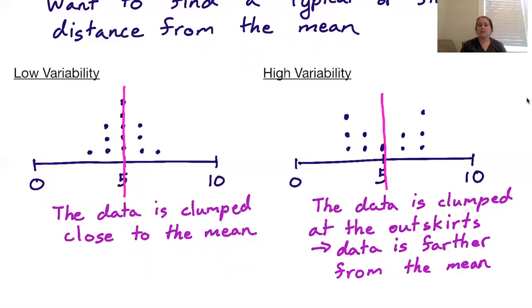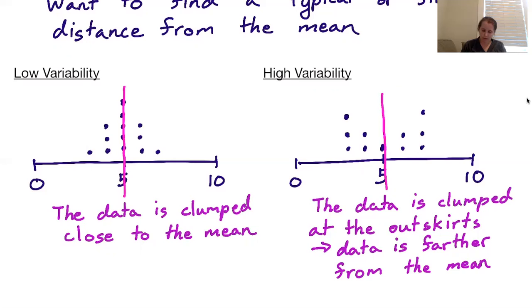But our typical distance here, right, we have a lot of dots that are 2 away from the mean. All those dots at 3 and all of the dots at 7 are 2 away from our mean, 2 hops away. Whereas in the low variability case, we just had those 2 dots that were that far from the mean. So this is just sort of a very base explanation of how we talk about sort of what might be a typical distance from the mean.